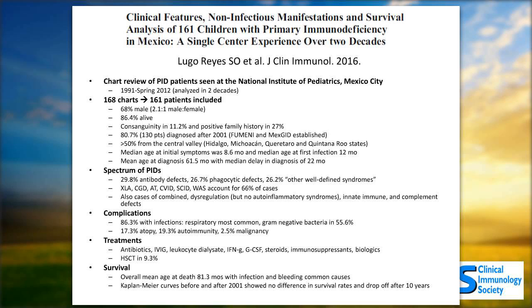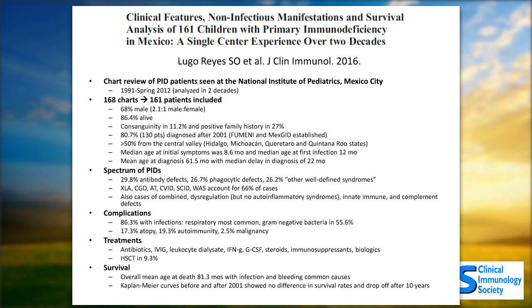Actually, they did make an interesting point, though. Here in the U.S., we see a lot of people with antibody defects, especially specific IgA deficiency, whereas they note that they did not see a lot of patients with specific antibody deficiency. And as you can see here, even though 29.8% of their patients had antibody defects, the percentage is not quite as high as what we see in North America. So that's definitely a difference in terms of what we see here versus down in Mexico.